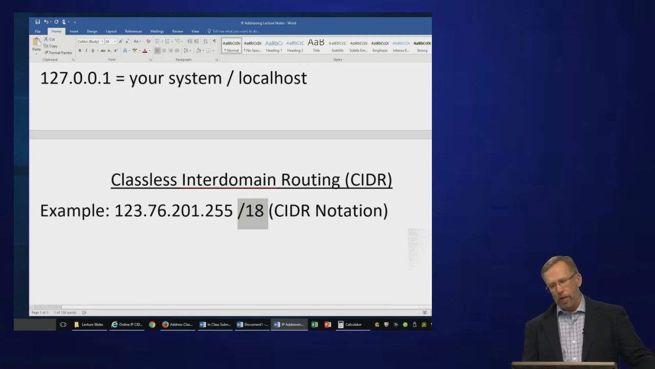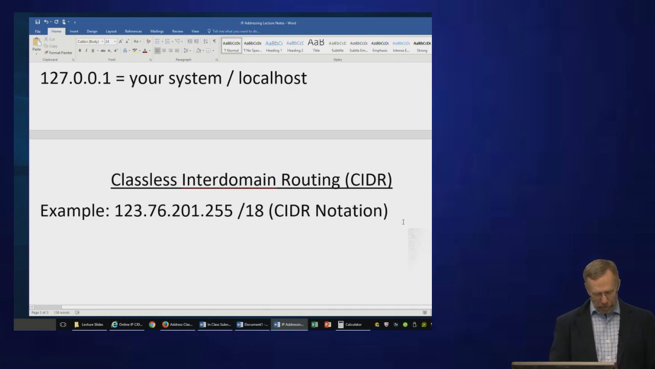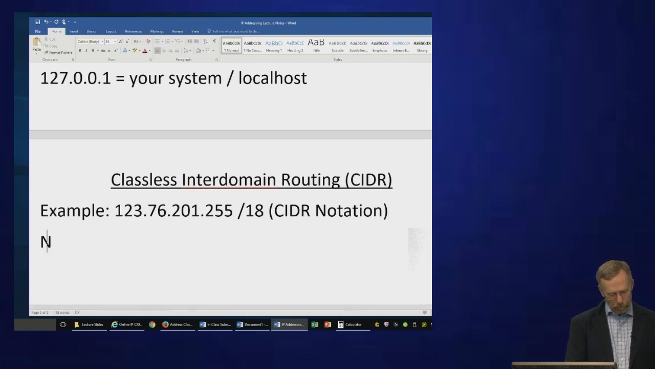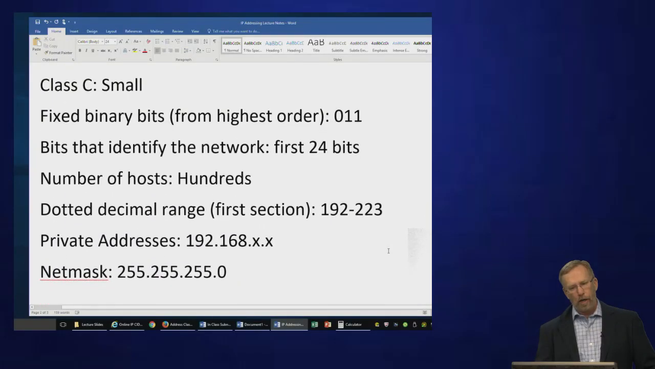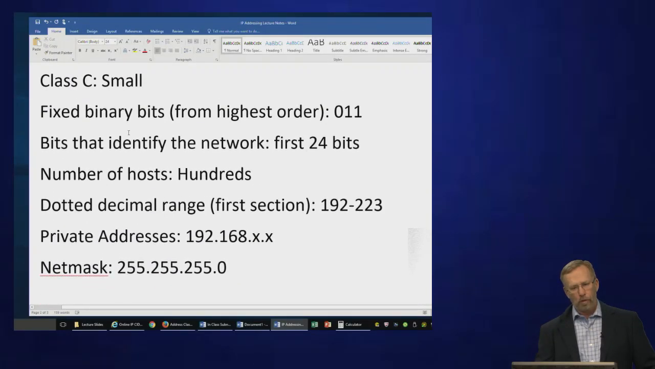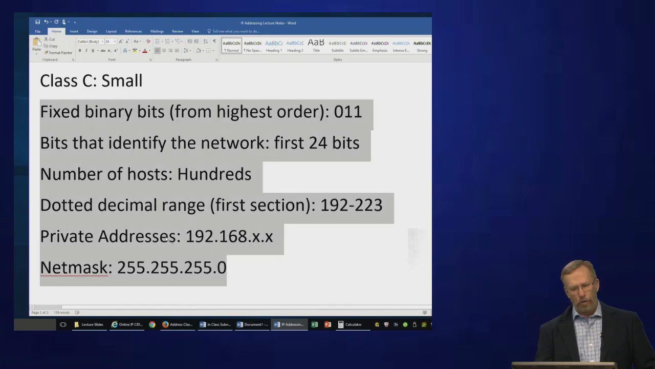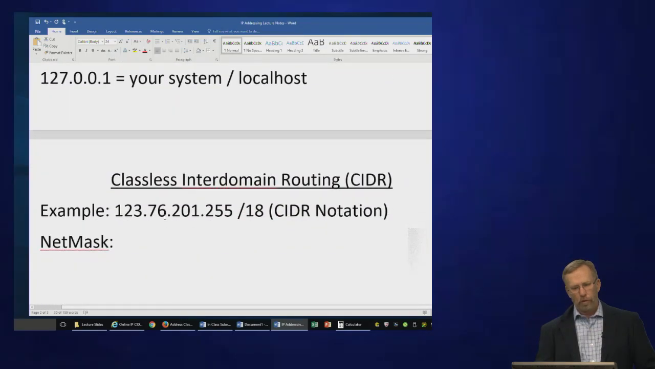So let's look at this subnet mask and see what it is. Maybe I should just copy this whole thing here, and we'll fill it out again for CIDR.